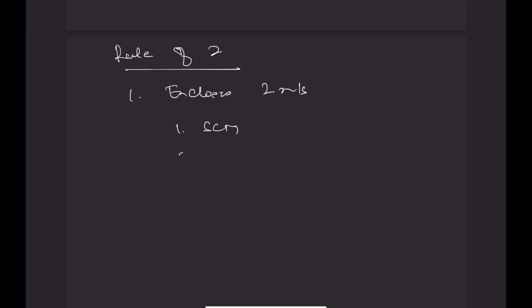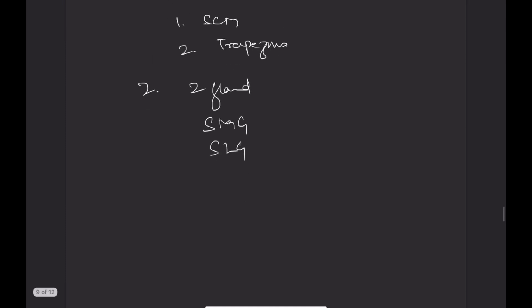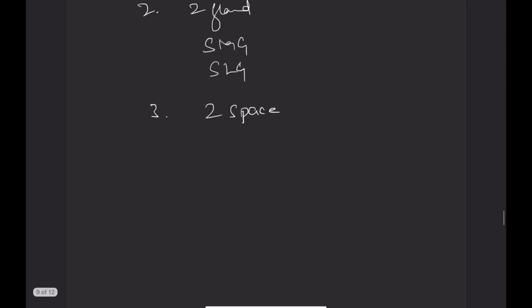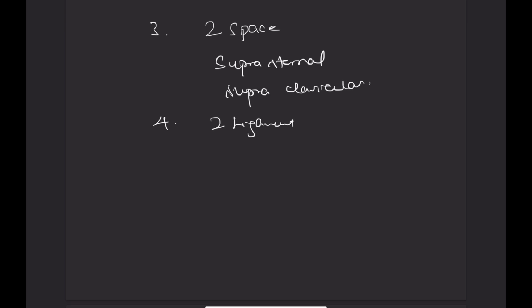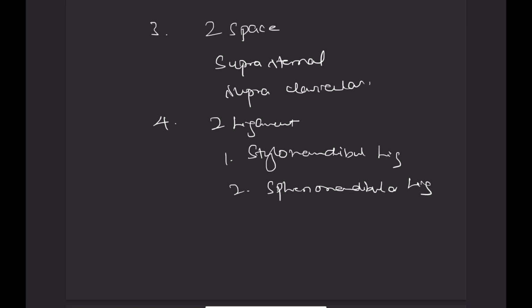Now coming to the rule of 2, the investing layer follows the rule of 2. Number 1, it encloses two muscles, sternocleidomastoid and trapezius, and two glands, the submandibular gland and the sublingual gland. It encloses two spaces, the suprasternal and supraclavicular spaces, and two ligaments, the stylomandibular and the splenomandibular ligament.